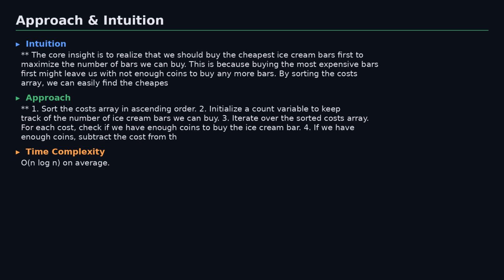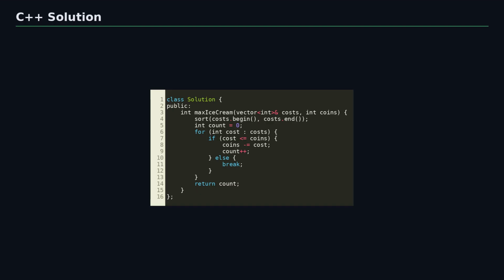So, how do we achieve this? Well, we start by sorting the costs array in ascending order. This way, we can easily find the cheapest bars. Then, we initialize a count variable to keep track of the number of bars we can buy. We iterate over the sorted costs array, and for each cost, we check if we have enough coins to buy the bar. If we do, we subtract the cost from the coins and increment the count. If we don't, we break the loop because all the remaining bars are more expensive. This way, we ensure that we're buying the maximum number of bars possible.